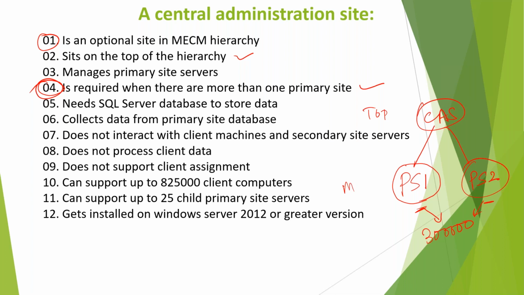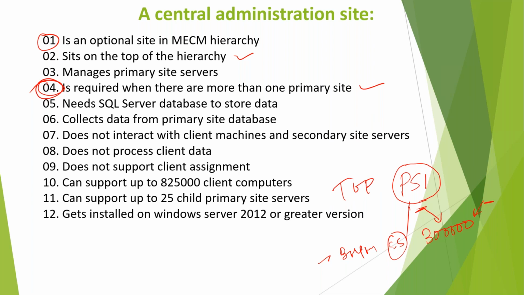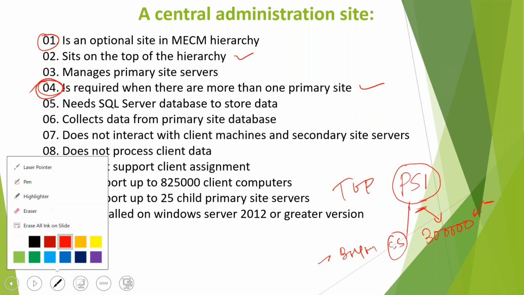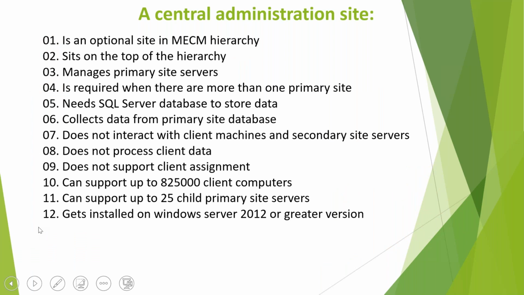Then in the middle section you will have primary, and at the bottom you will have secondary. So top is central, then primary, then secondary. But when you don't have a CAS, who will be on the top? The primary will become the top. So central comes into the picture when you have more than one primary site. Understood? If you have just one single primary site, do we need a CAS? No, we don't need a CAS.